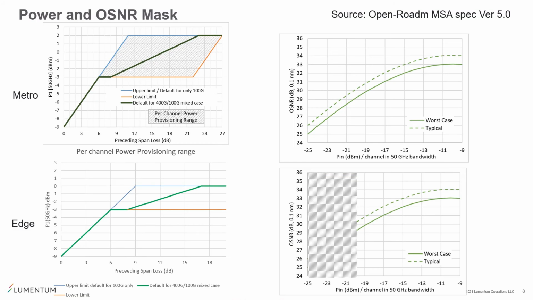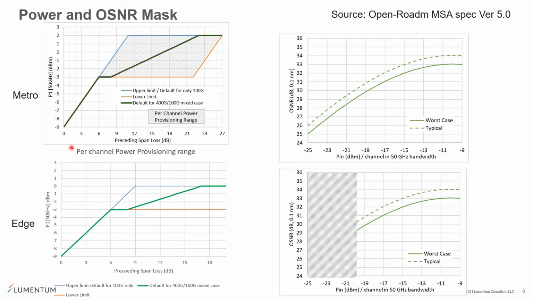So I've taken some important graphs from the OpenROADM MSA version 5.0 document. One of them is on the launch power mask, and the other is on the incremental OSNR mask for a given node. I have superimposed them one on top of the other, one for the metro case and the other for the edge, just to highlight the differences between the two.